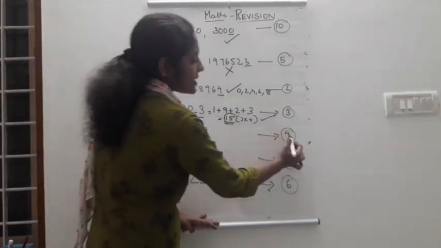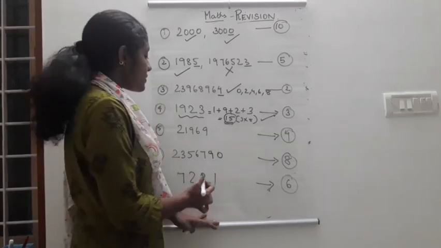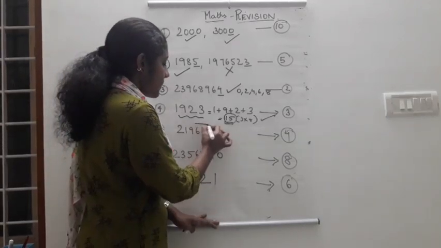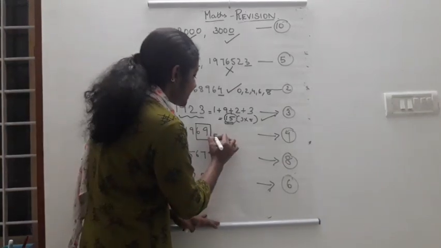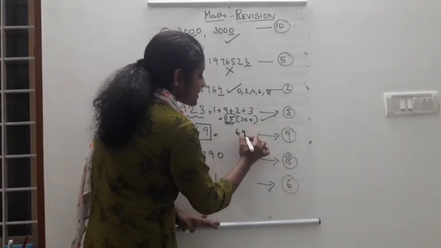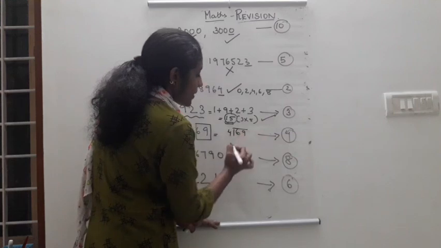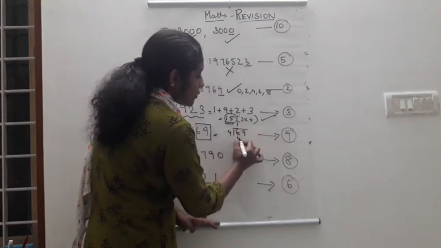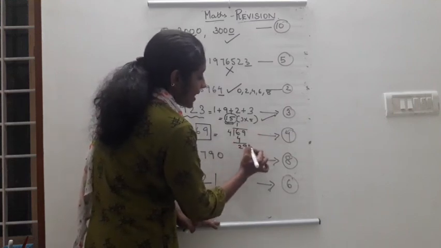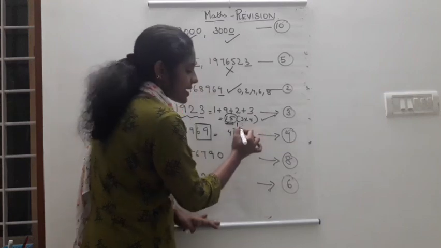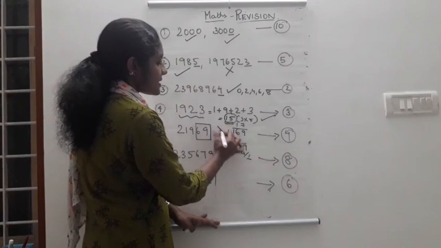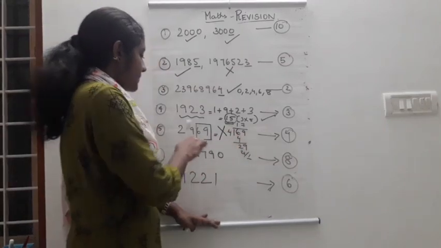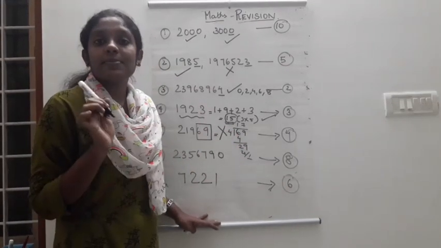Next thing, you have to find the divisibility test of 4. What was the divisibility test? You have to find the number in the ones and tens place. Here the number in the ones and tens place is 69. You have to divide 69 by 4 and find out whether it is divisible. 7 fours are 28. You will get a remainder 1. That means 69 is not divisible by 4. That means this whole number will not be divisible by 4.